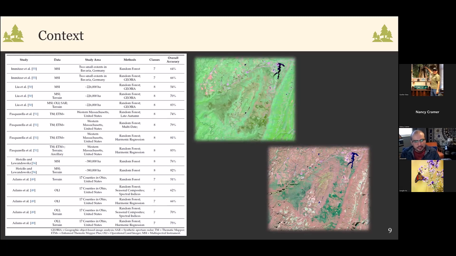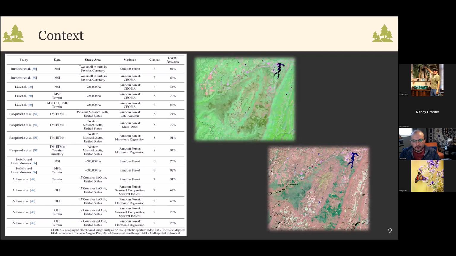The mapping or differentiation of forest community types has been pursued for a long time. Since the advent of the Landsat missions, there's been work done to try to differentiate forest community types. More recently, there's been a focus on a few key areas that have been shown to be helpful or to potentially advance the field. So just some highlights. This is a list of papers that have investigated these types of problems.